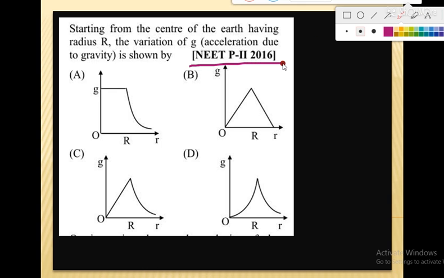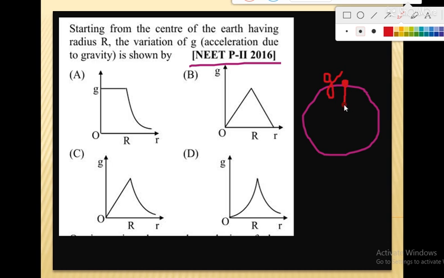In the paper number 2 of 2016 this question is asked. So it is asking about the value of g. So this is our earth. Let's make it a bit bigger. So this is our earth, and if I am on the surface, then my weight will be maximum. That means at this point acceleration due to gravity is maximum.